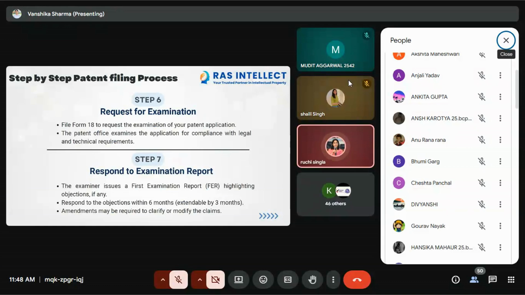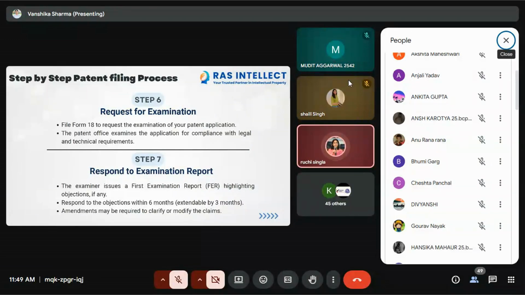So once the application is published, your application can be viewed by anyone over the IP India website, and any person who wishes to challenge your application, who wishes to challenge your invention, can go for the opposition to your invention. And if there is no opposition, then we go for the request for examination. So request for examination is filed within 31 months from the date of filing of your application.